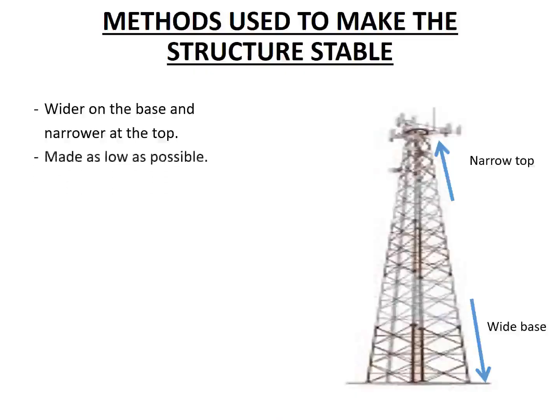The other method employed here is to make the height of the structure as low as possible. This can be very, very confusing to some of the learners. Now we need to explain it and you listen very carefully. I know one would say, but you look at the cell phone tower, it's very, very tall, but you want to say it's made as low as possible.